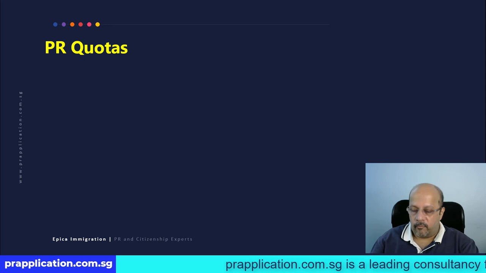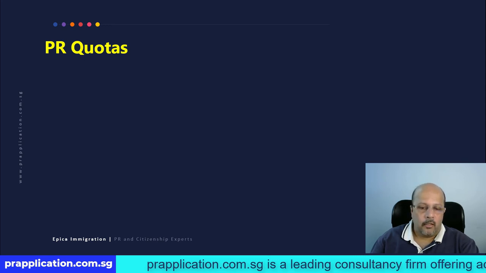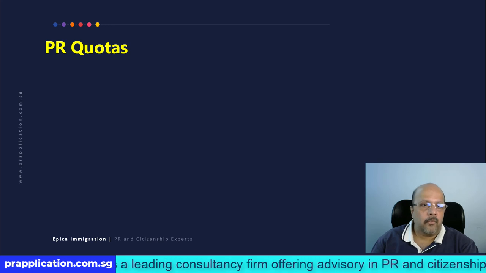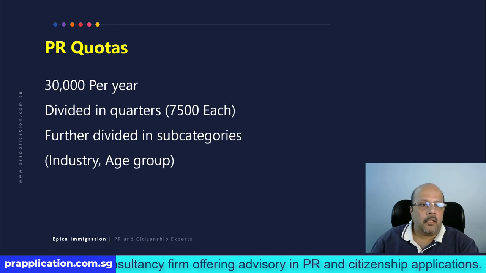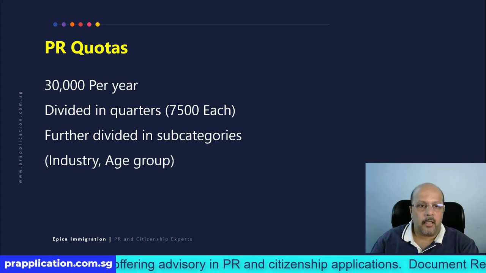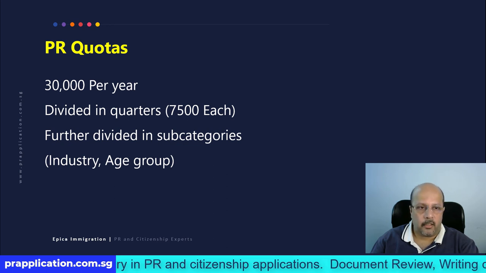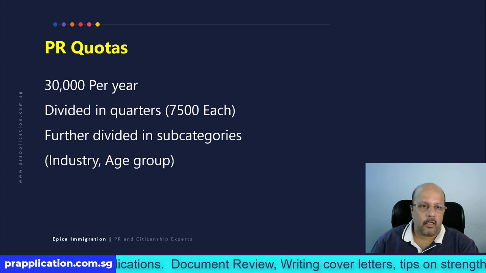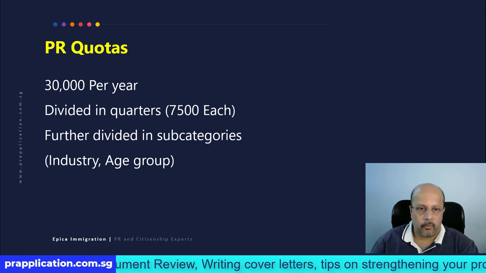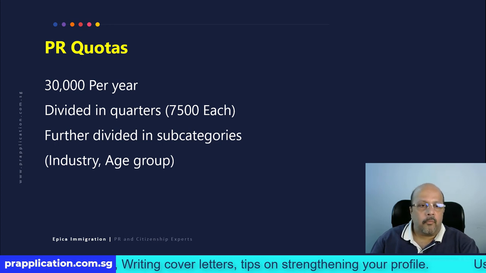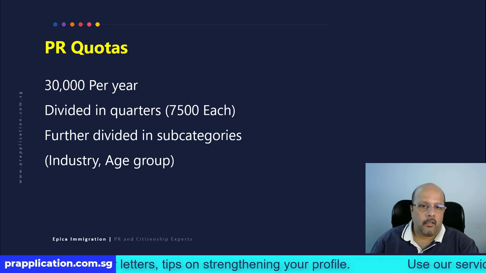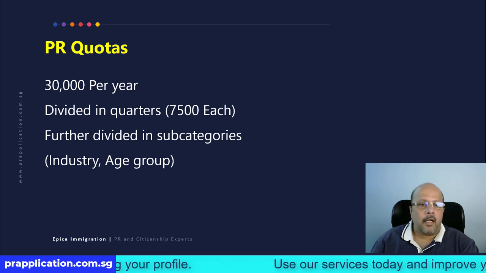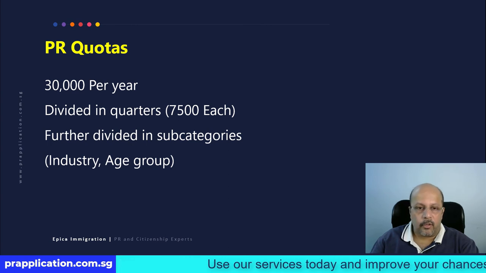Now, here are some findings on PR quotas. These are from various sources which I have gathered. Basically, 30,000 PRs are approved as per ICA and the ministry directions. The government has declared that every year around 30,000 PRs will get approved. Now, for internal purposes, they are divided in quarters. So every quarter 7,500 will get approved. And that will even get further divided into subcategories.